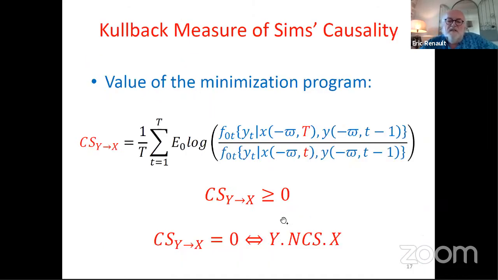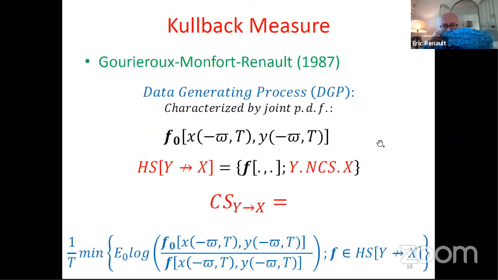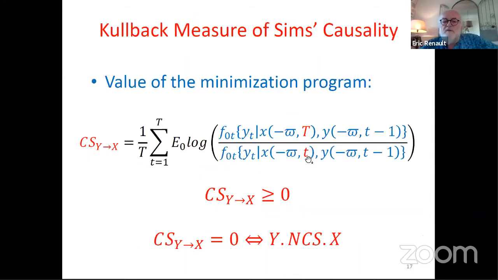This measure of causality is non-negative and is 0 if and only if there is non-causality. So it's kind of a distance. Of course, there is no symmetry or whatever, but it's kind of a distance. And the funny thing is that you can actually compute it explicitly. When you have minimized over all possible F, you end up with the true F0, but written as if there were no causality, as if the future of X were irrelevant. So the Sims causality measure just compares the true density and the density you would use if there were no Sims causality. I think it's quite natural.